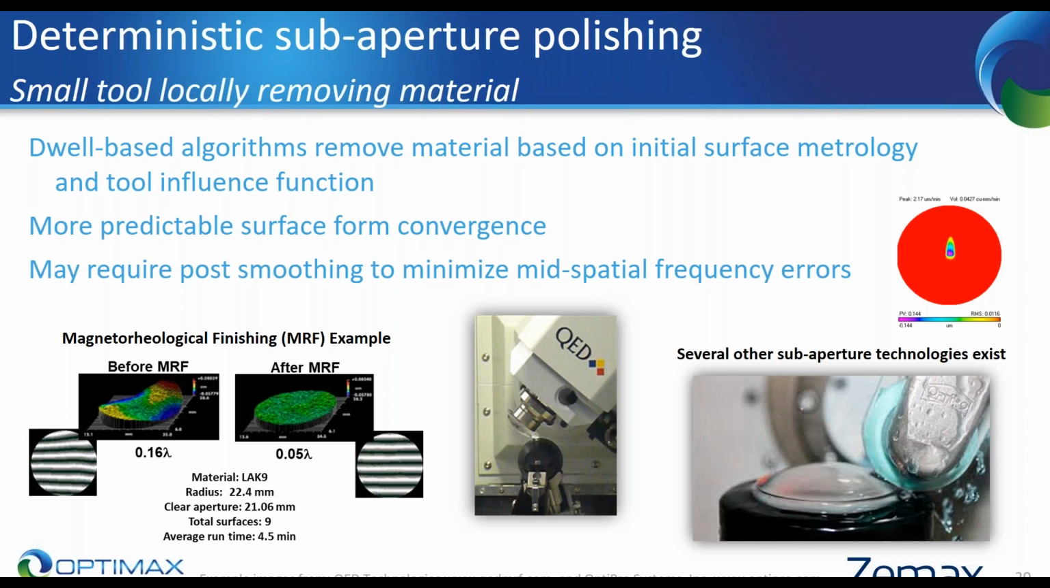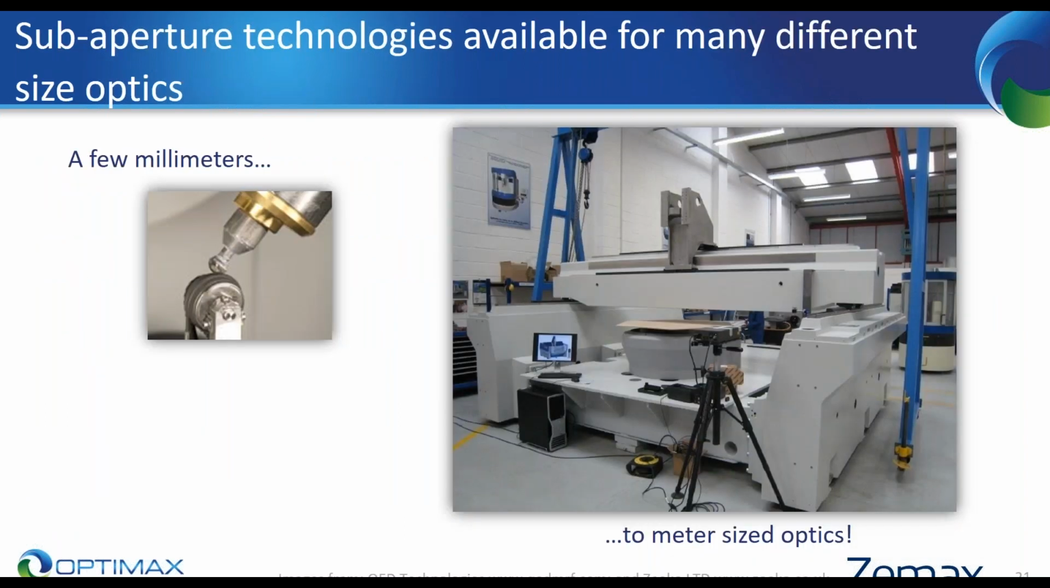So you may ask, well, subaperture polishing, that's one small spot. How is that going to work for a large variety of different optics? Well, a lot of these tool manufacturers have customized their tools to do something very small, down to a few millimeters, up to meter-sized optics. And so there's a large suite of different materials available and machines available to suit the size of optic that fits your needs.